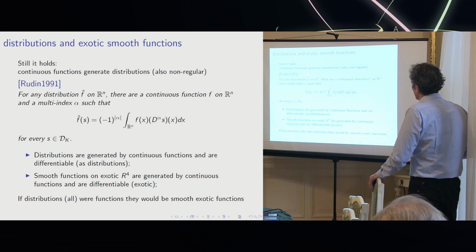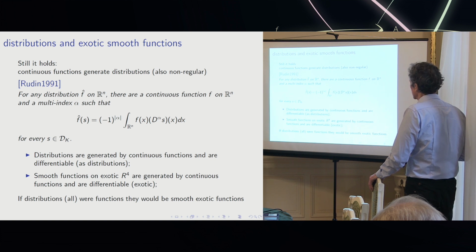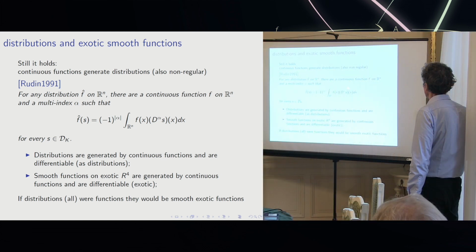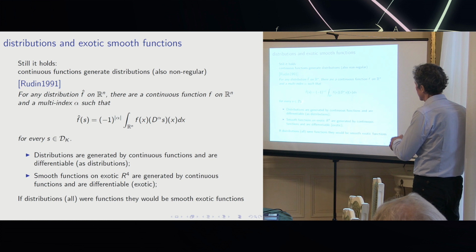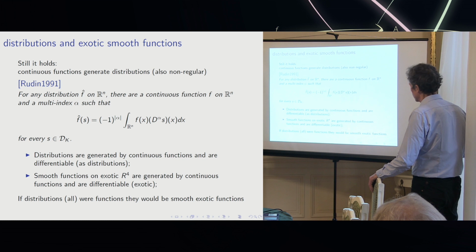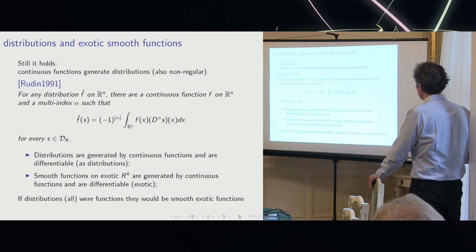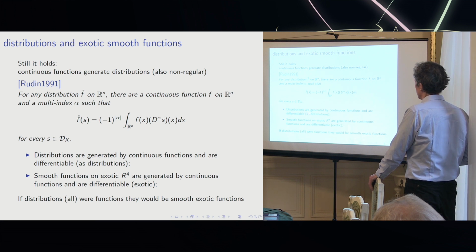But even though there does not exist any continuous function, any integral function representing an irregular distribution, they still are generated by continuous functions. Because of the classic theorem by Rudin, we always find, for any distribution, okay, it is somehow truncated to the special space of test functions, but it can be generalized to the general case, such a continuous function f and multi-index alpha, where this distribution is expressed by the distributional differentiation of the continuous function f. It is always possible.